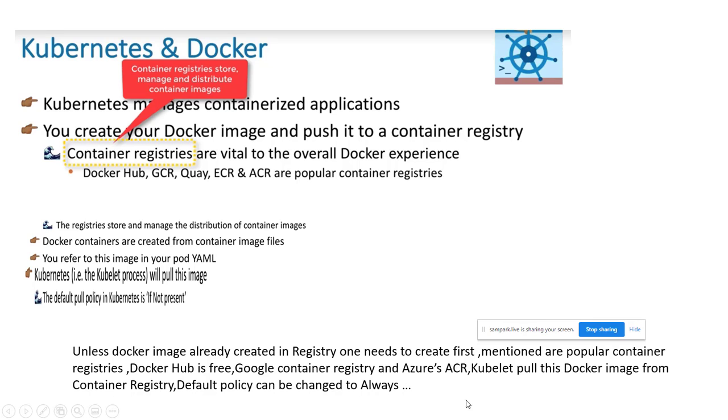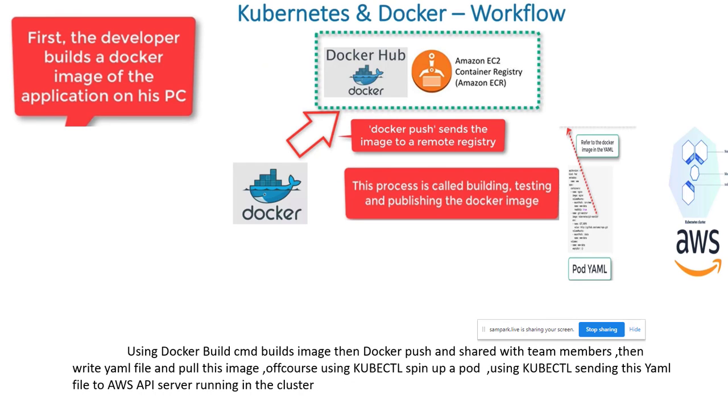So this is the default policy. You either mention it as if not present or always. As the name suggests, if you write always, it will always download the image in your local Linux machine. Once it downloads, it will execute the image. So that's pretty much it for the Kubernetes and Docker stuff.